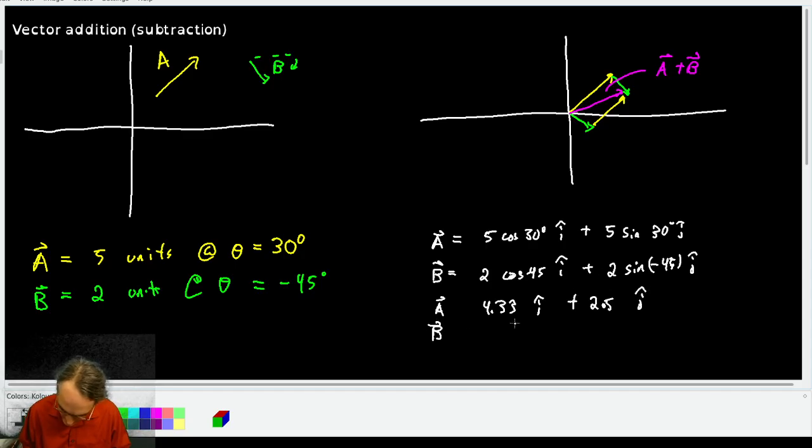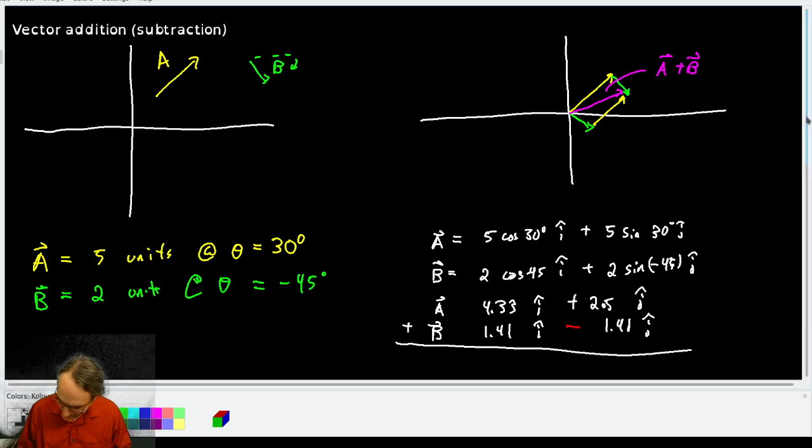The B vector will be, of course, cosine 45 is root 2 over 2, so it'll be square root 2, so 1.41 i hat, and then we get a negative 1.41 j hat. Okay, I'm actually going to change this up so I have the minus in here. Mark the change in red.